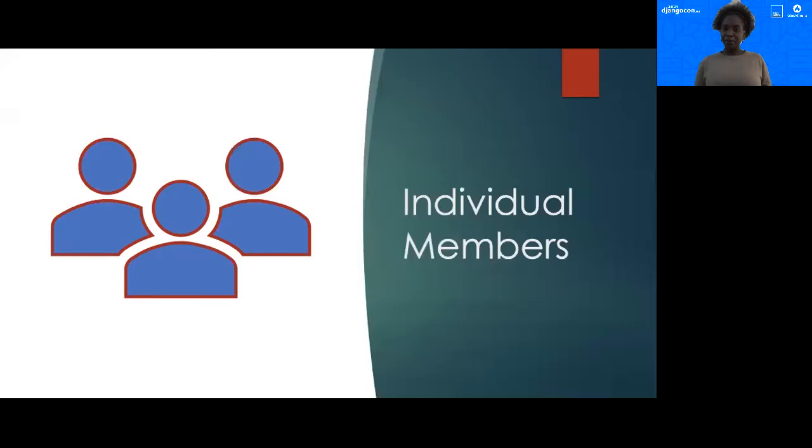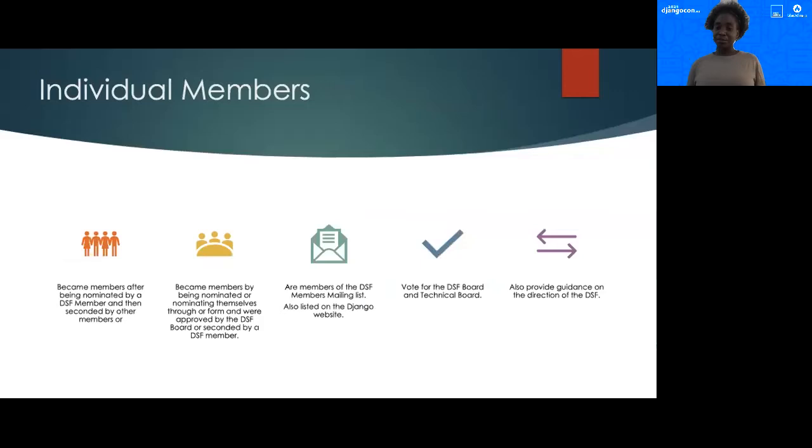Then individual members. The next type of DSF members are the individual members. Individual members are people who have been appointed to the Django Software Foundation in recognition of their service to the Django community. Contributions can either be code contributions or non-code contributions, such as organizing Django events, volunteering in the DSF Code of Conduct Committee, or mentoring others on use of Django in the Django users and developers mailing list, as well as our IRC channels.